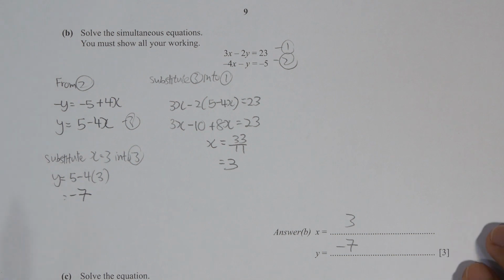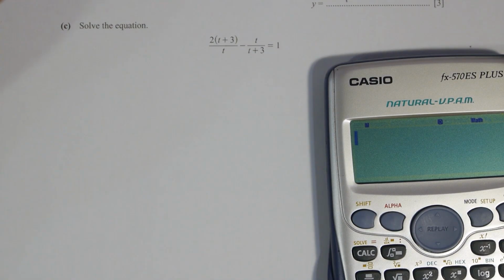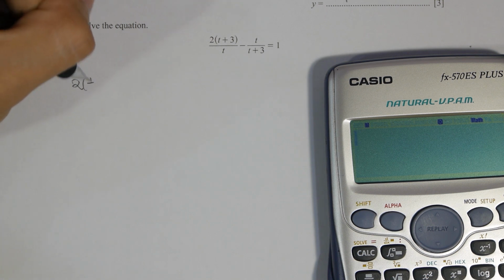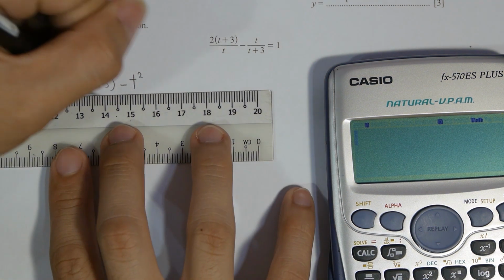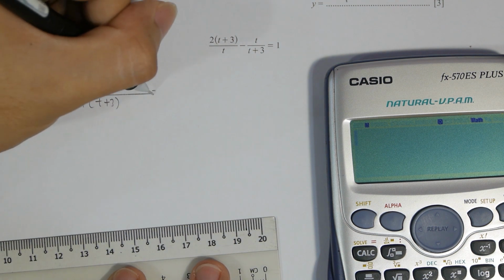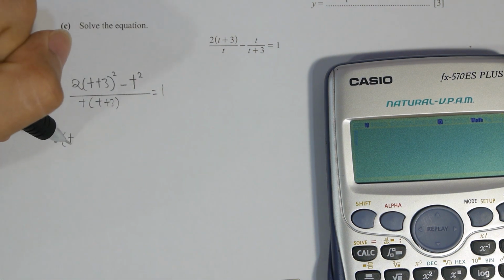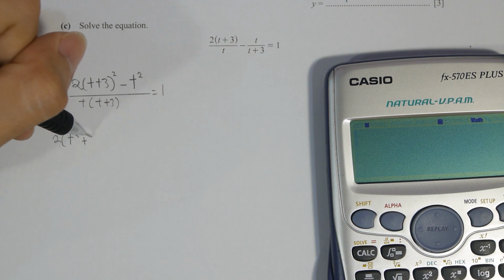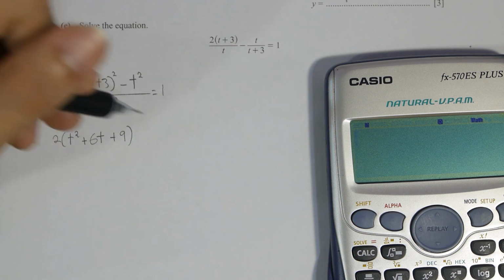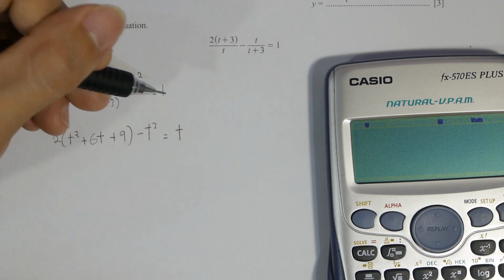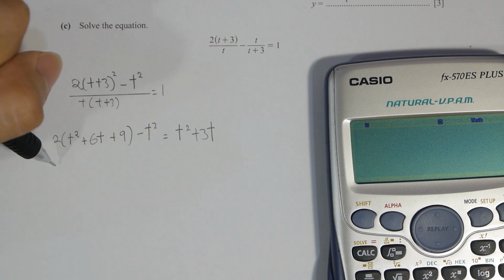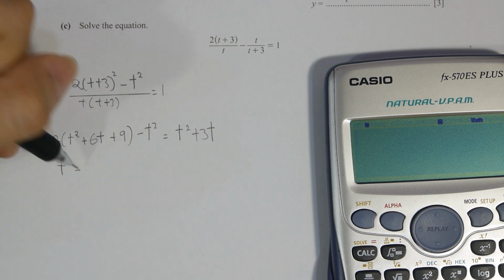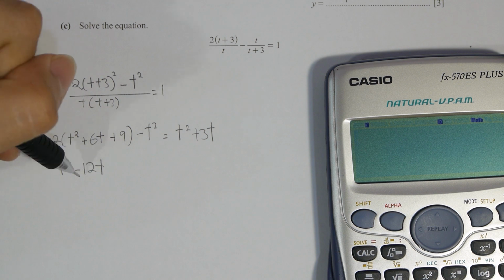Whereby for part C, first, I combine the left-hand side's equation together by making their denominator t bracket t plus 3. So after you run the calculation, I get rid of the denominator by multiplying it out. So the final result here will be 9t equals negative 18, and t's final value will be negative 2.